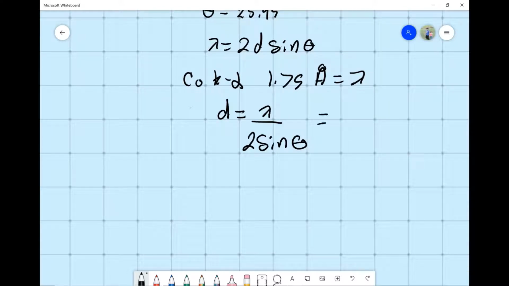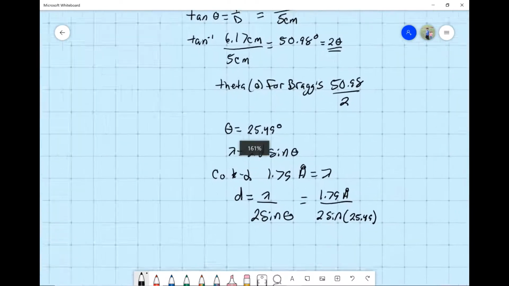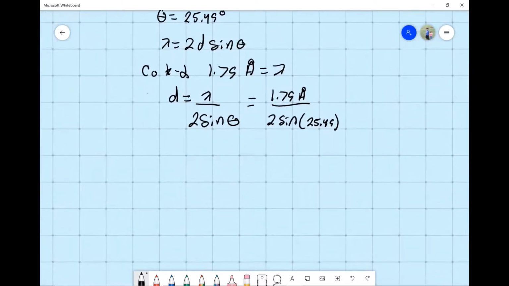And so this equals, excuse me guys, 1.79 angstroms over 2 sine of 25.49. And I get, sorry, a little boo-boo there. I get d equals 2.08 angstroms. All right, so what do we have?